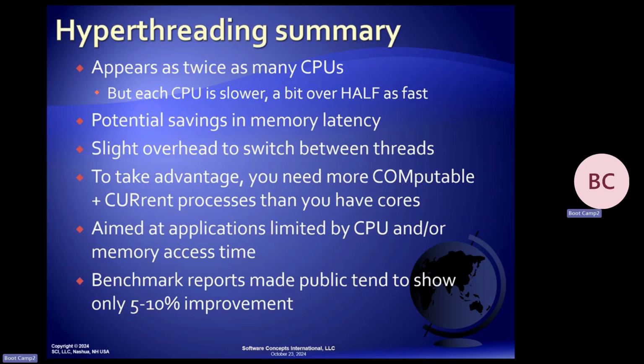So it's aimed at applications that are limited by CPU or memory access time. When they first came out with Itanium, they did benchmark reports, huge database simulations and such, and they would come up with typically about a 5 or 10% gain in performance. And if you were at your limits, 5 or 10% could help, but it wasn't impressive. It's not like double like this.